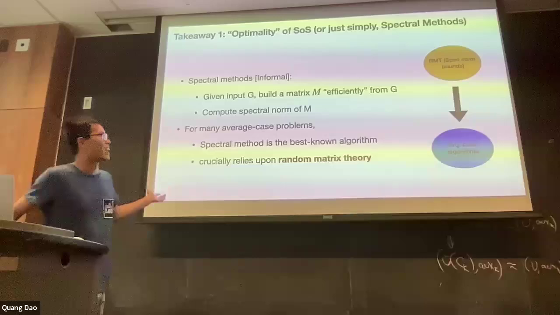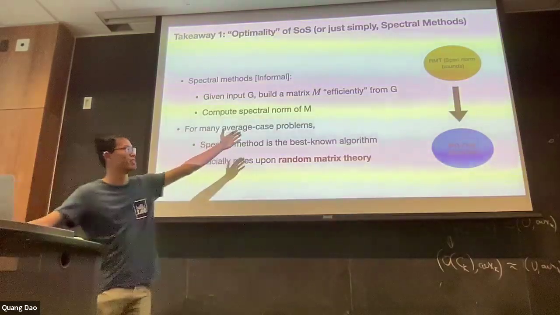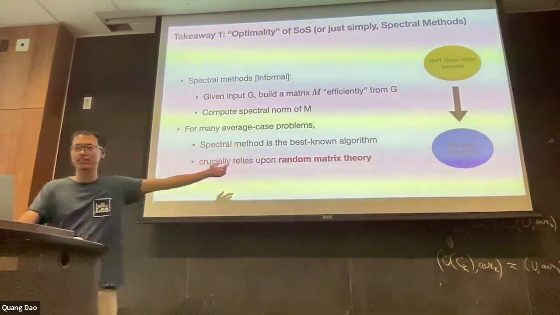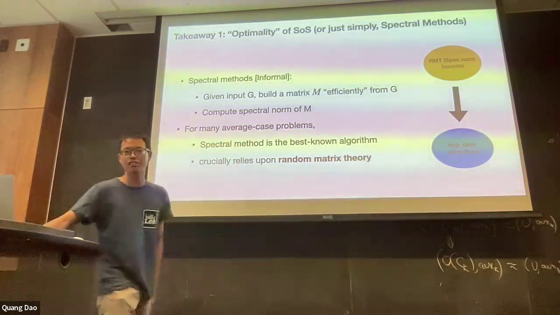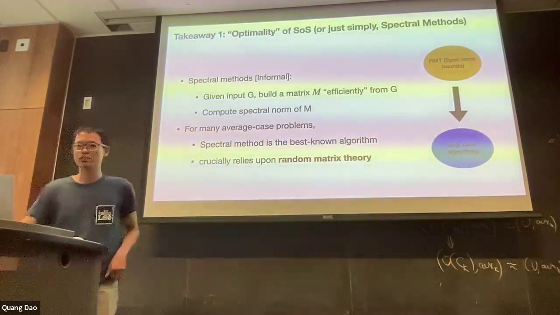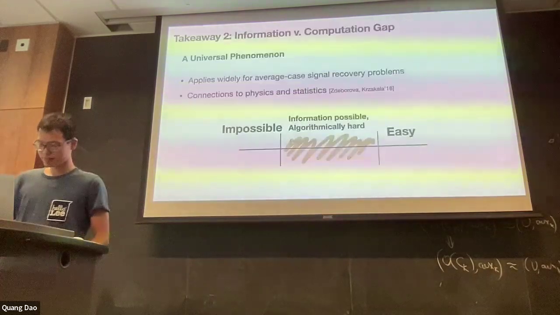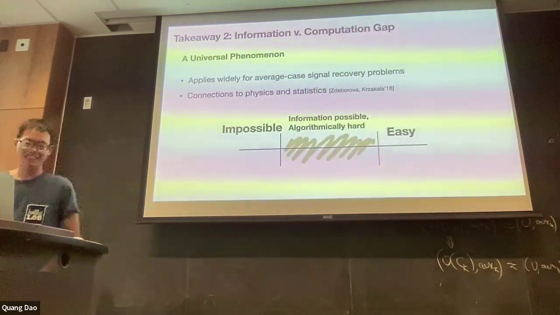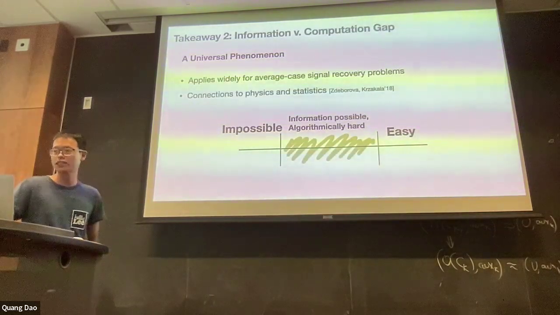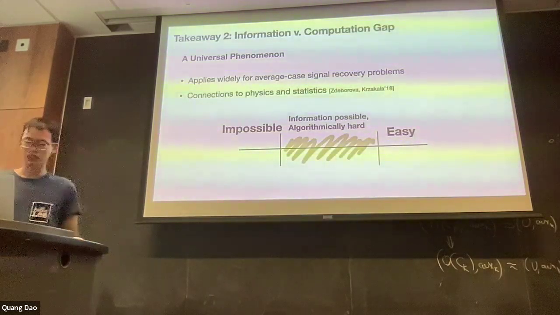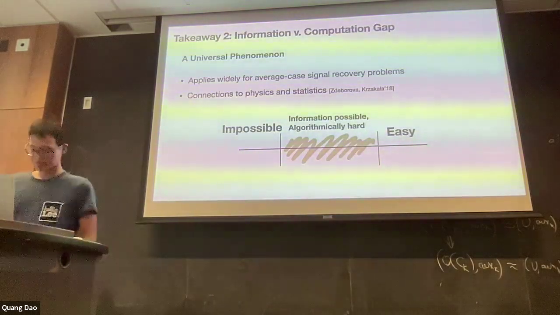And here's the paradigm I understand for these average case problems: if you use some spectral norm bound from random matrix theory, you can use it to analyze the average case algorithm, and that's usually sufficient already. And a takeaway too is that there is a universal phenomenon of information versus computation gap happening in average case problems, and they even find connection to statistical physics.